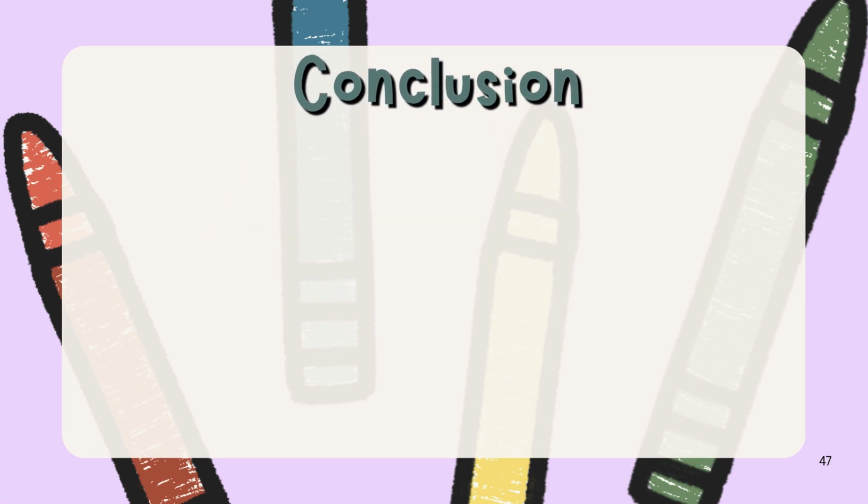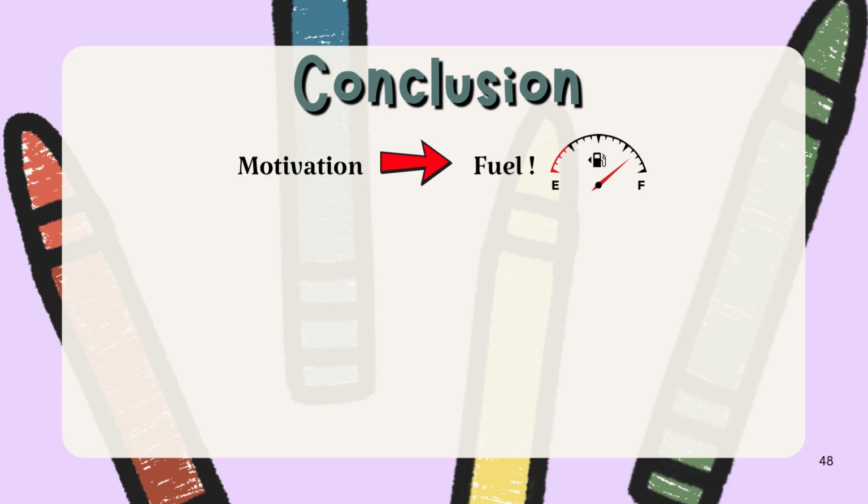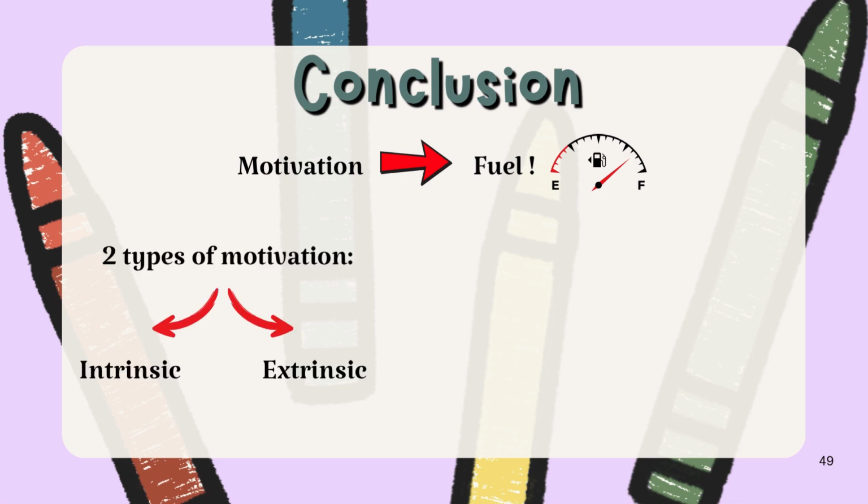First, motivation is the fuel that powers students' learning journeys. It's what keeps them going when things get tough. Next, we looked at two types of motivation. The first one is intrinsic, which comes from within, and extrinsic, which is driven by outside rewards. Both have value, and the right balance can make a huge difference.